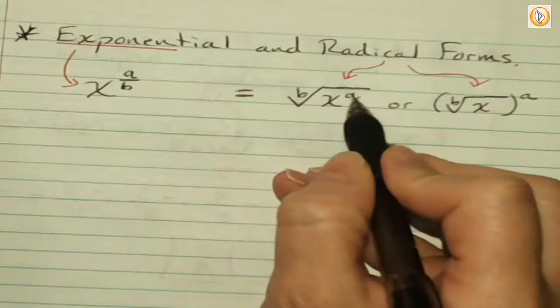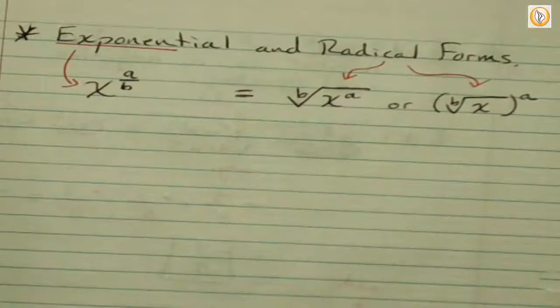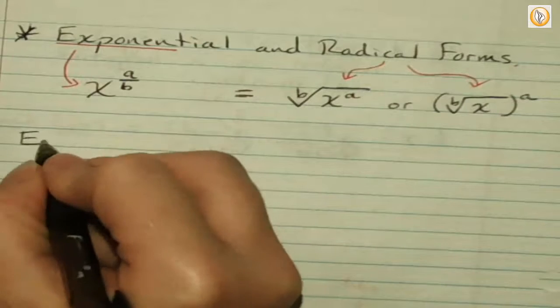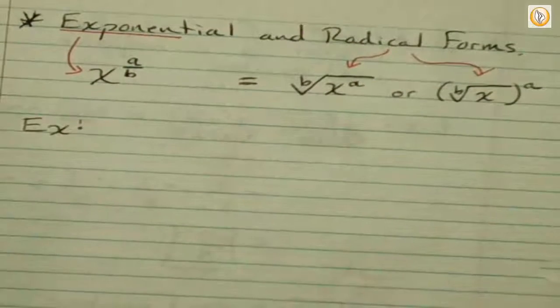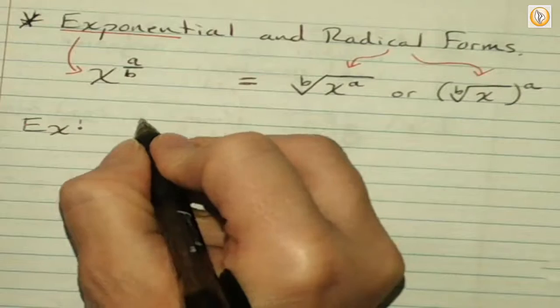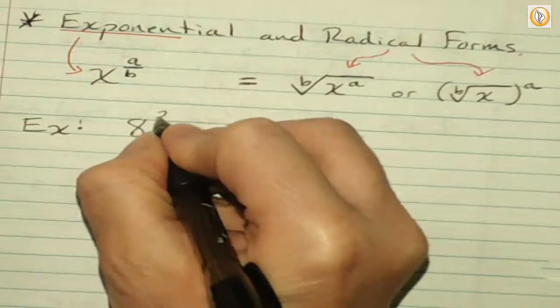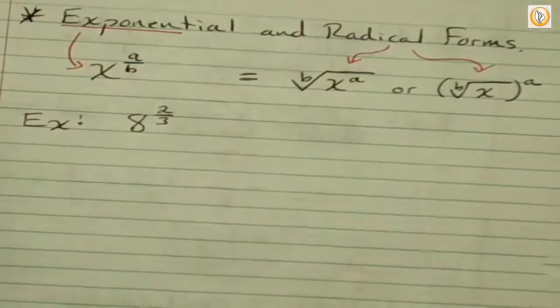Okay, anyway, you need to remember that the number in the check mark is going to be your denominator, and whatever the exponent is going to be your numerator. For example, let's say the exponential form is 8 to the 2/3.